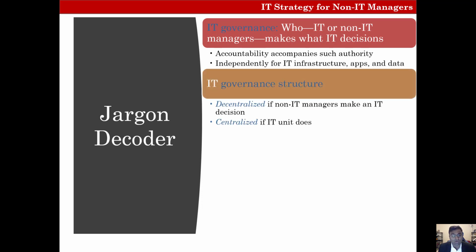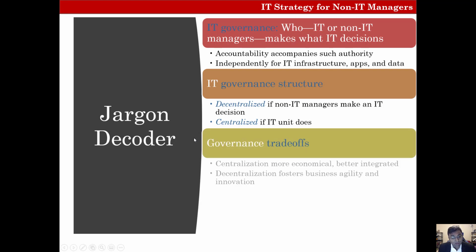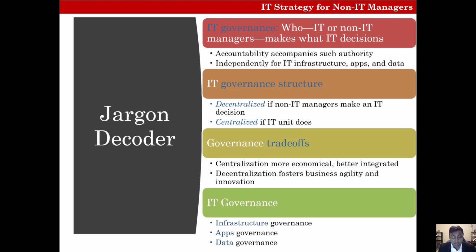The IT governance structure could be decentralized if the line managers make IT decisions, and centralized if the IT unit does. We have some trade-offs. Centralized IT governance structure is more economical and has better integration. However, decentralization fosters business agility and innovation, but it can also increase complexity. IT governance can be broken up into three areas: infrastructure, applications, and data. And each one is who decides your firm's IT infrastructure or IT applications or IT data assets, what they must accomplish.